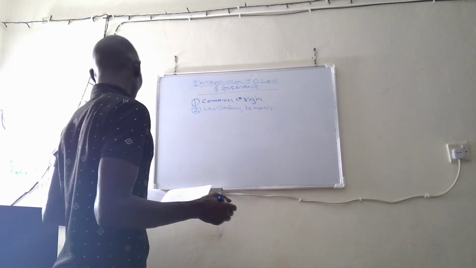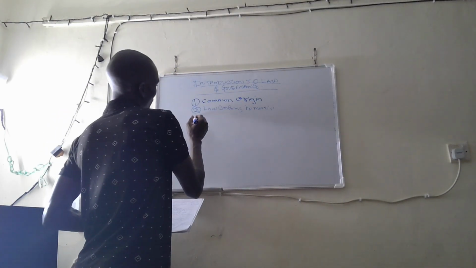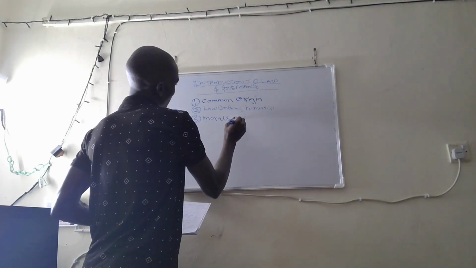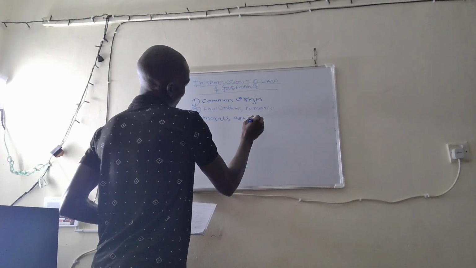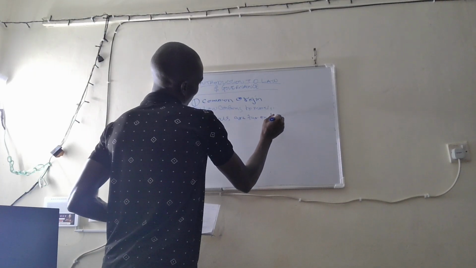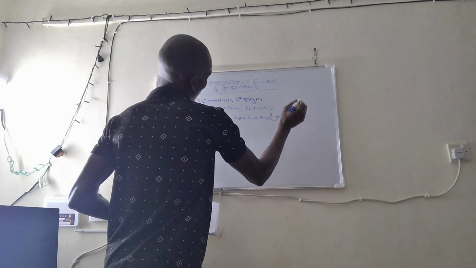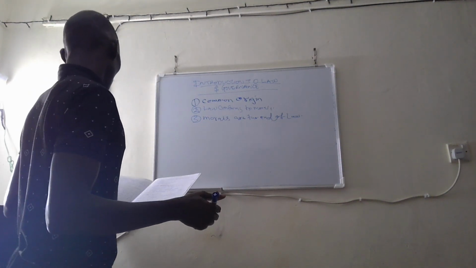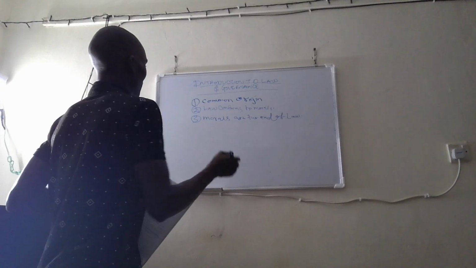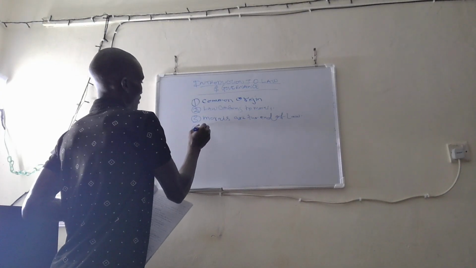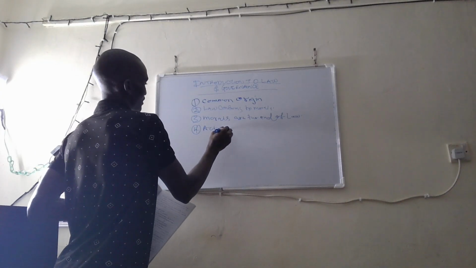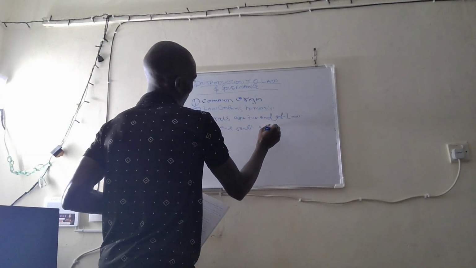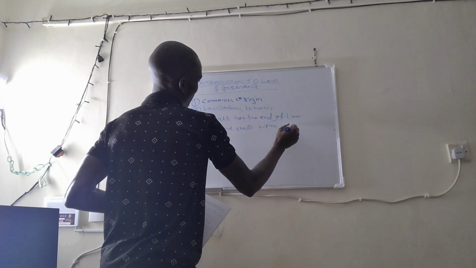Then morals are the end of law. Number three, morals are the end of law. Morals and laws act and react upon each other.